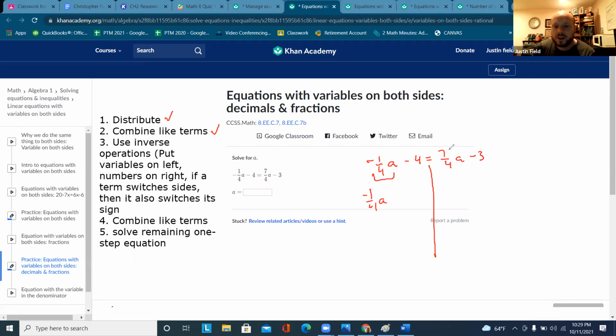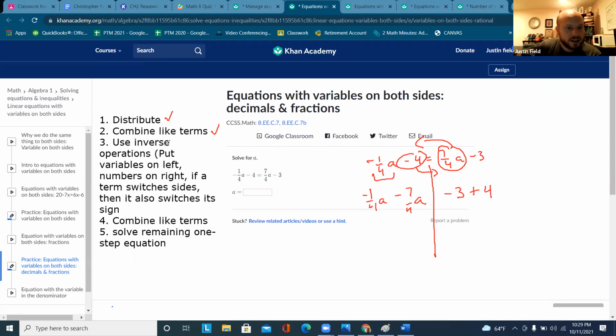But this one, circle it. It's moving over to the left, so it's going to have a negative 7/4 a. And now my numbers are going to the right. This -3 is already on the right, so I'm just going to rewrite it. But this -4 is moving over to the right. It's negative on the left where it is, so it will be positive on the right where it's going.